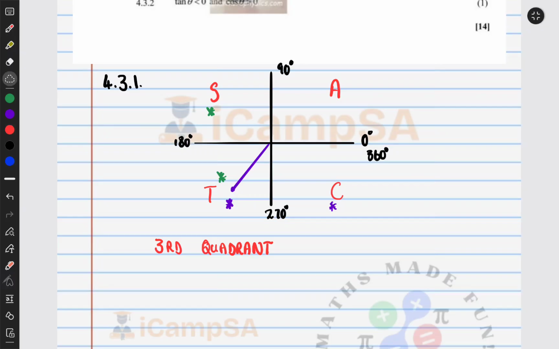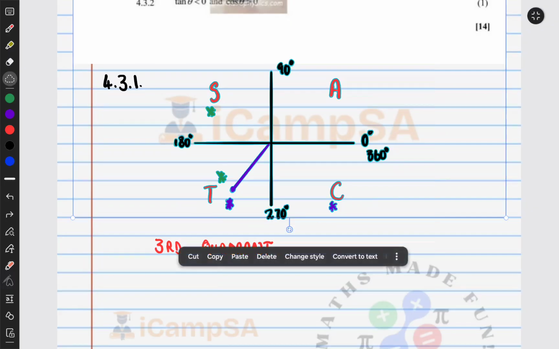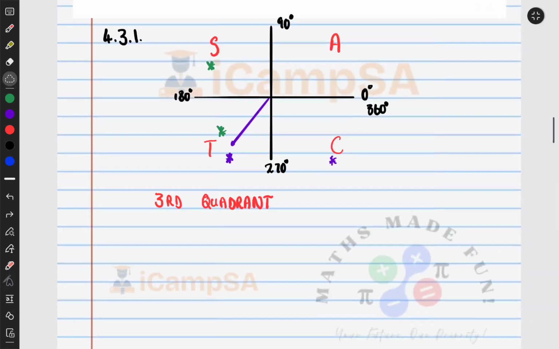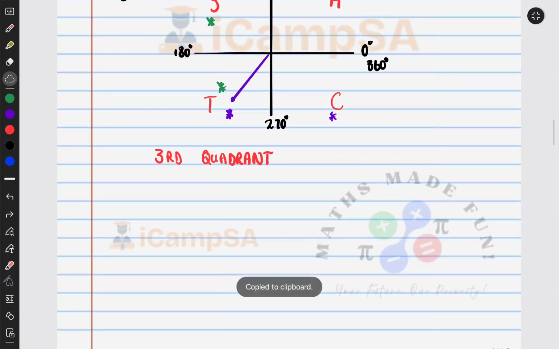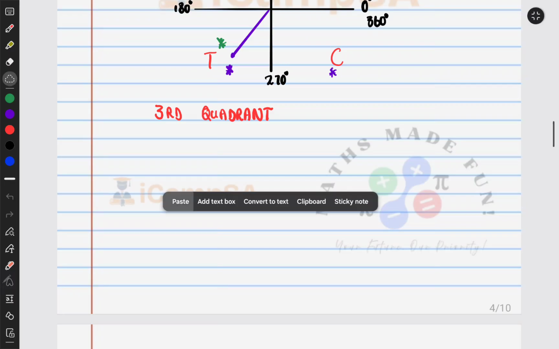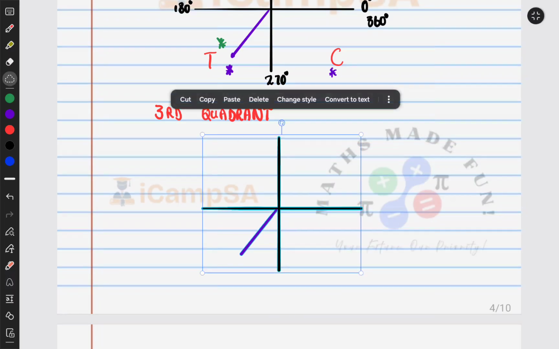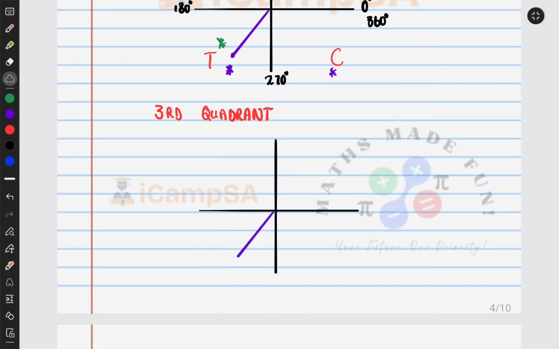Okay, I will keep the Cartesian plane here. I want to actually copy this for the second one. It also copies the image. Now it's okay. I'll just take the copy, and then let's go to 4.3.2.